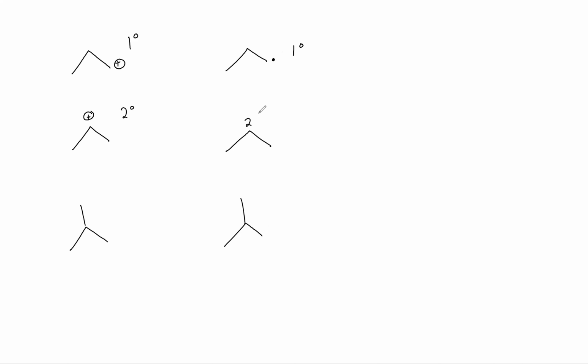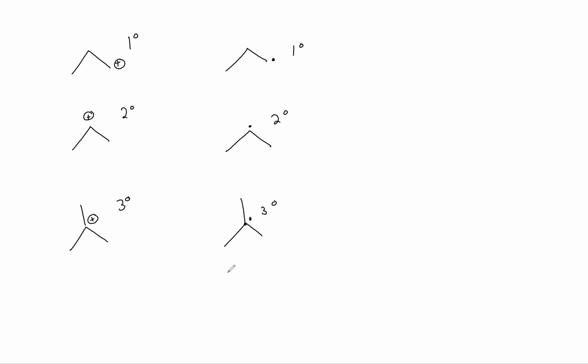So let's compare radicals to carbocations. Sorry, I'm mixing up all my words today. So we can have a primary carbocation and a primary radical, a secondary carbocation and a secondary radical. We can have a tertiary carbocation and we can have a tertiary radical.